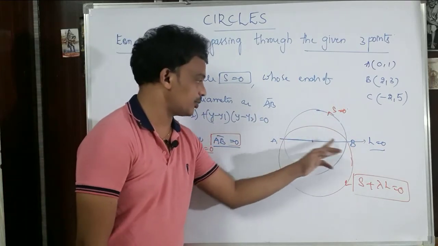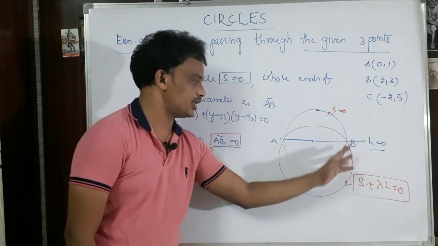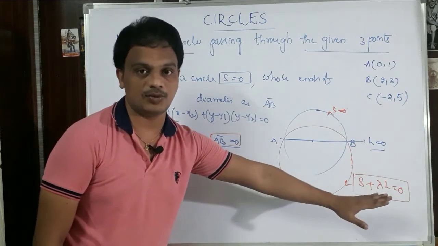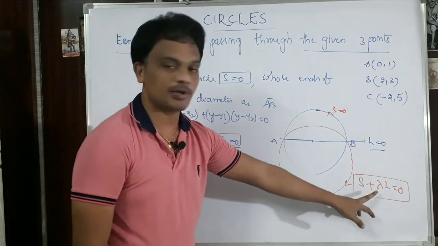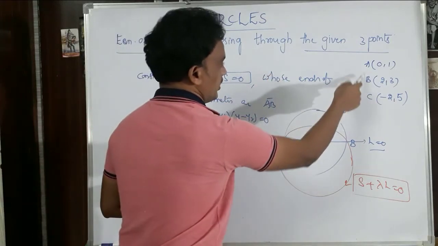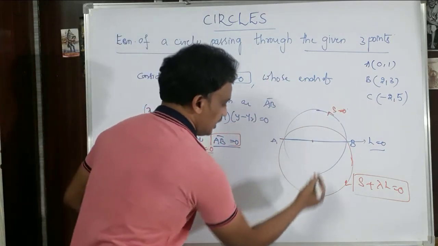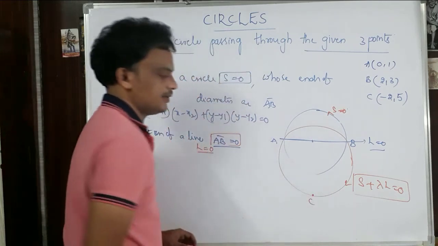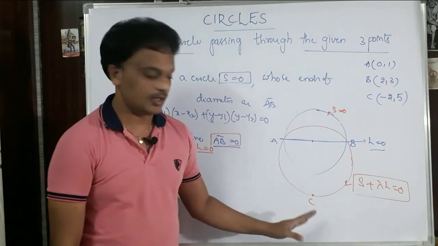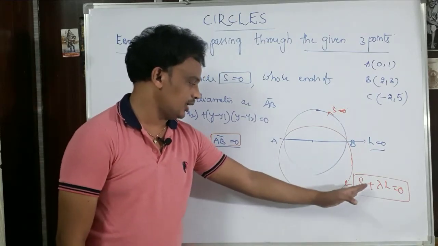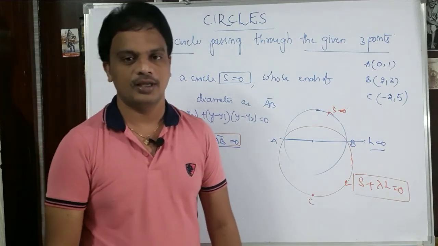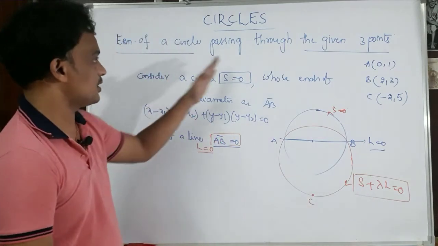They are intersecting at the point P, and the required circle passes through that point, so it must be in the form S plus lambda L equals 0. Then how do we get the lambda value? We already know the required circle passes through the points A, B, C. Since it passes through point C also, substitute the point C in this equation and you will get the lambda value. That is one of the easy ways to find the equation of a circle.